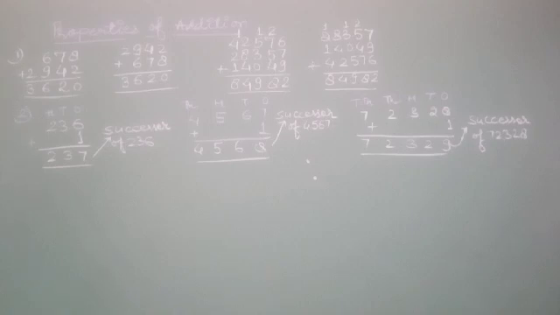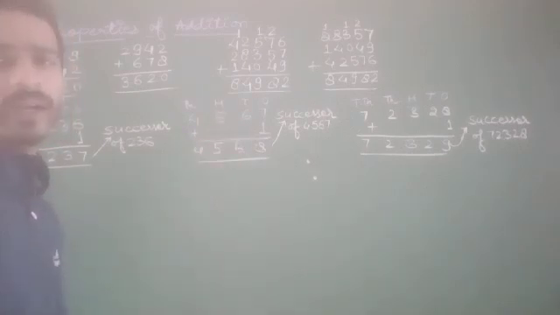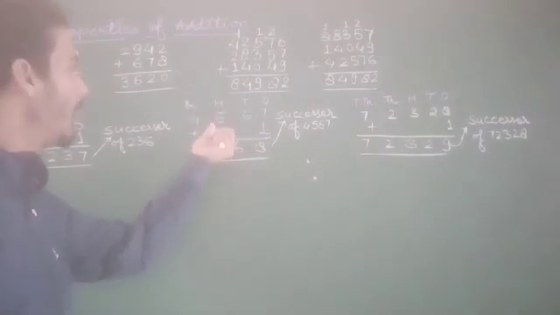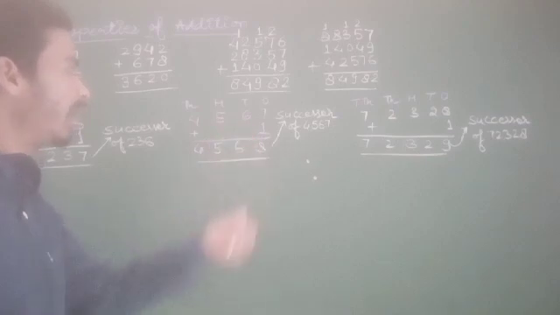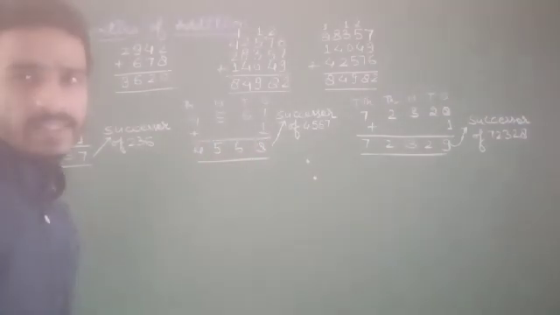And also you can say that 237 comes after 236. Okay, 237 comes after 236. And also you can say that 237 is 1 more than 236. And when you will add 1 to 4567, that is 4568.